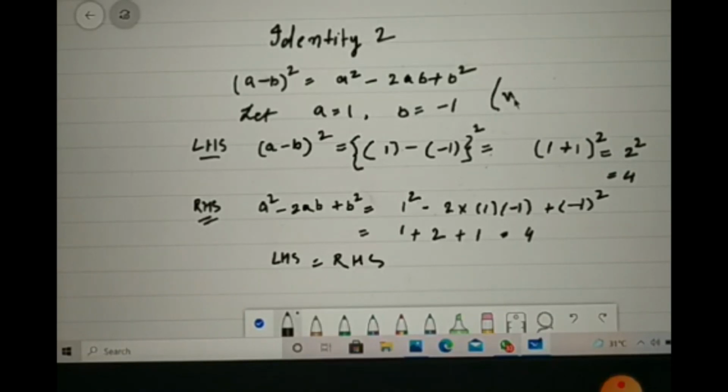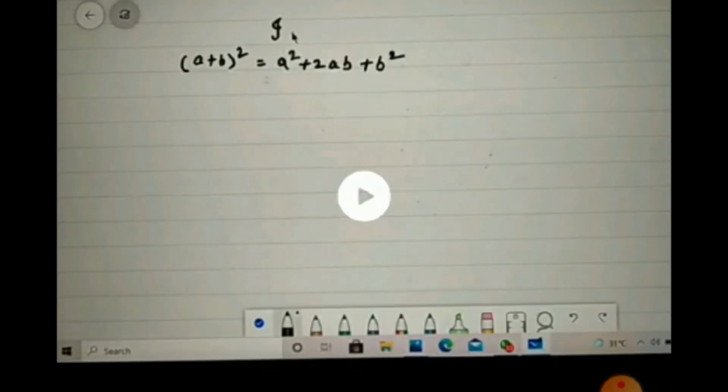So we have the identity (a minus b) whole square is equal to a square minus 2ab plus b square for all the assumed values. We can prove this identity too. So now you know what identities are. There would be many other identities you will have to study after these two identities. I hope you have understood what algebraic identities are.